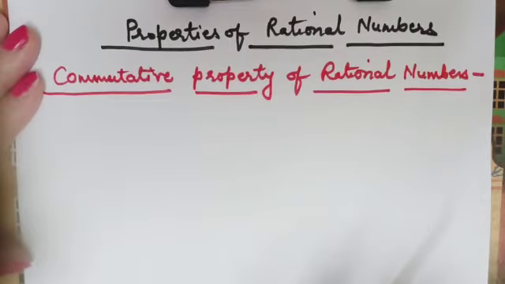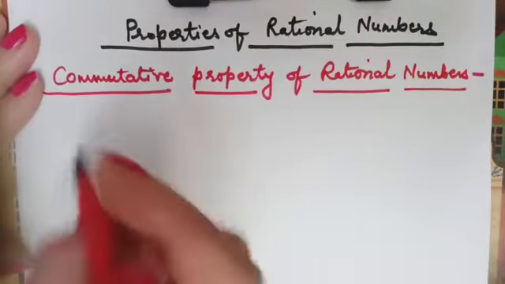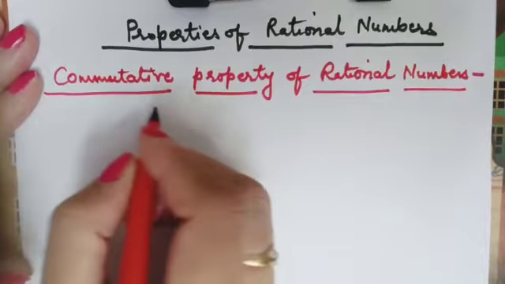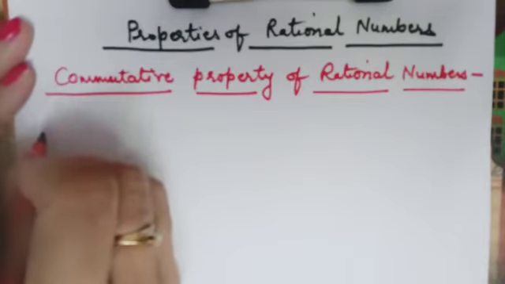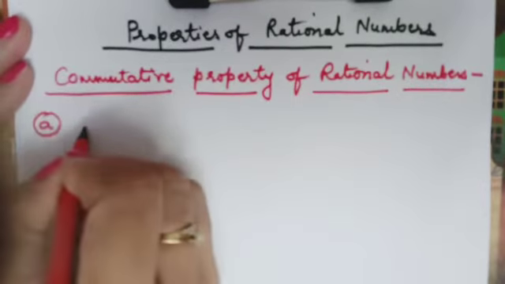Yesterday in my video we have discussed the introduction of rational numbers and the closure property of rational numbers. Now, in continuation of the properties of rational numbers, today we are going to discuss the commutative property of rational numbers. That is also a very important property. First we will do it for addition.